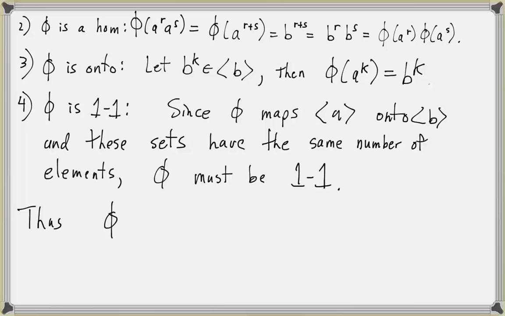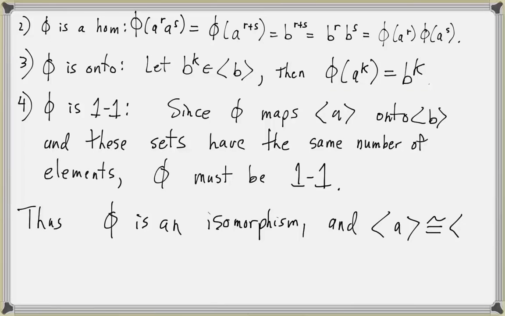So thus phi is an isomorphism, and these two cyclic groups are isomorphic. So that finishes the case when two cyclic groups are finite. Next we'll show that any infinite cyclic group is actually isomorphic to the set of integers.